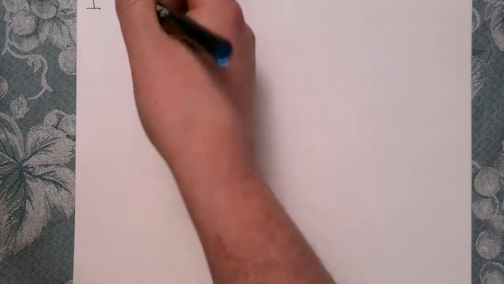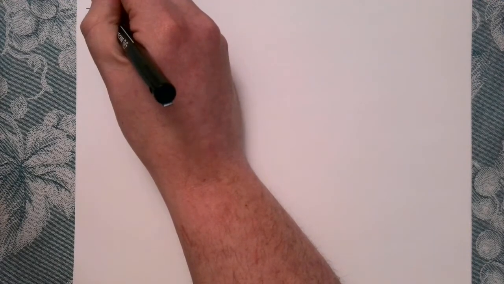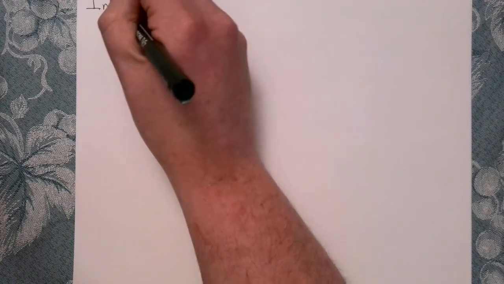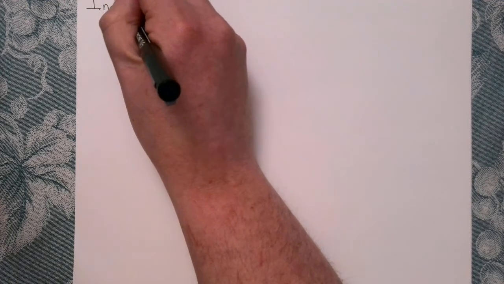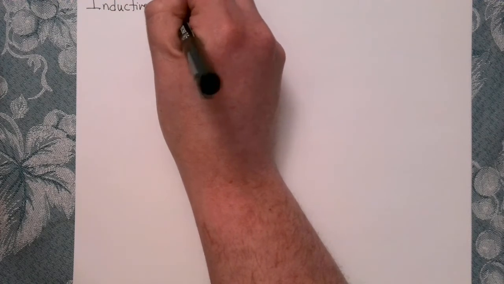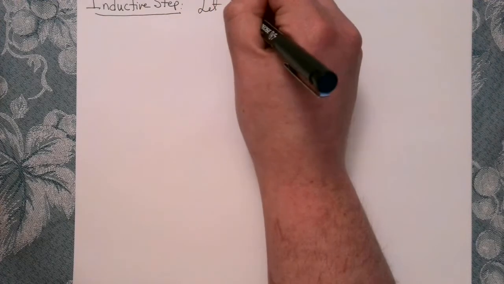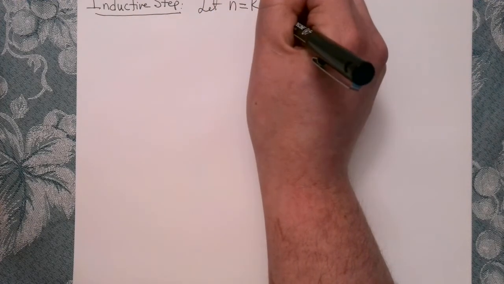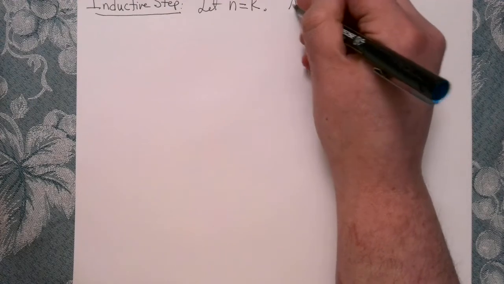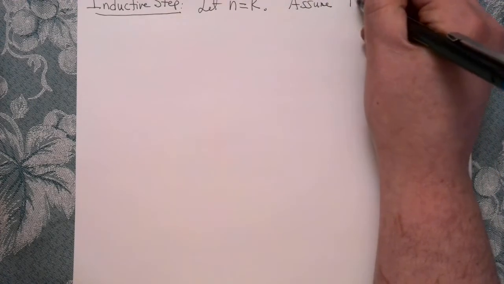So first we want to let n equal some fixed value k. Easy for me to say. So here we go, inductive step. We want to let n be some fixed k, and we want to assume that that particular statement P(k) is true.